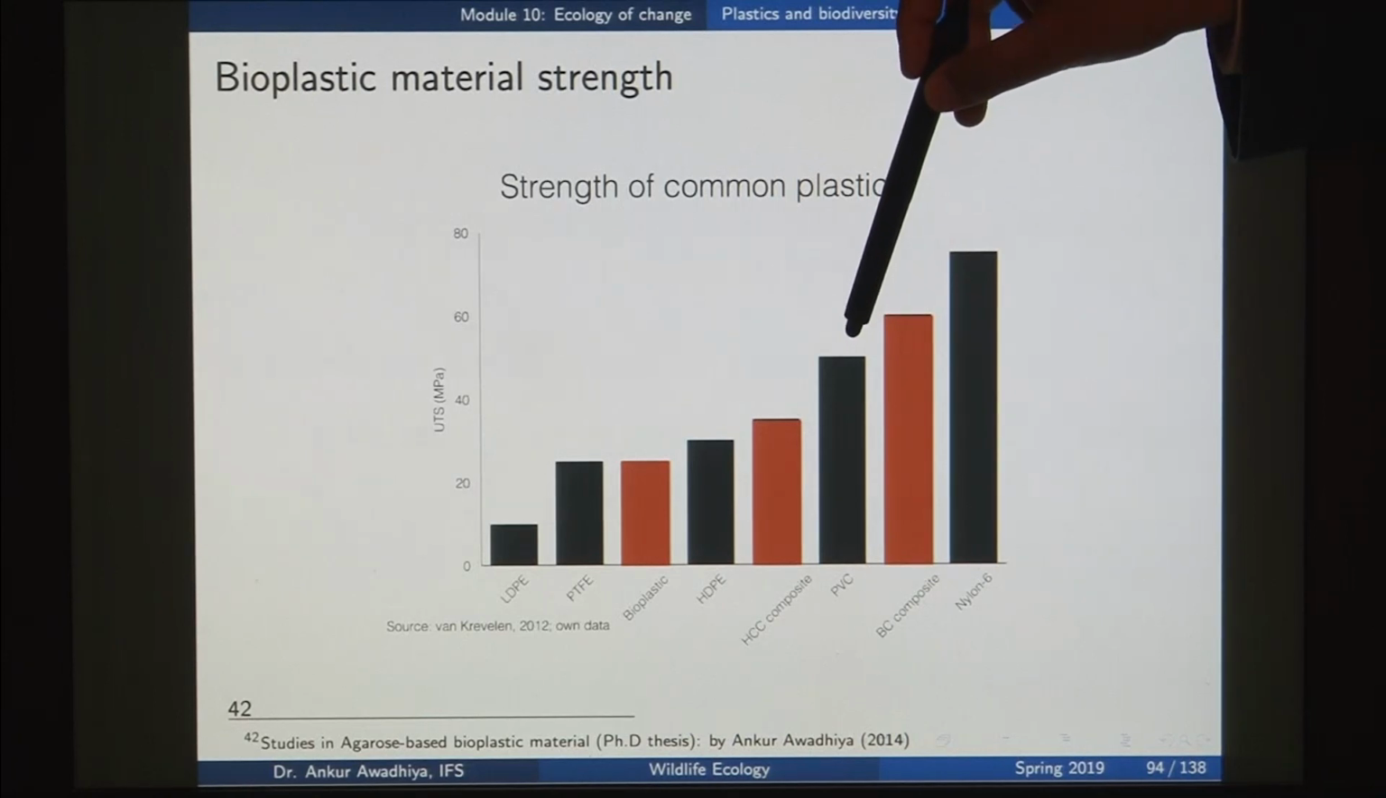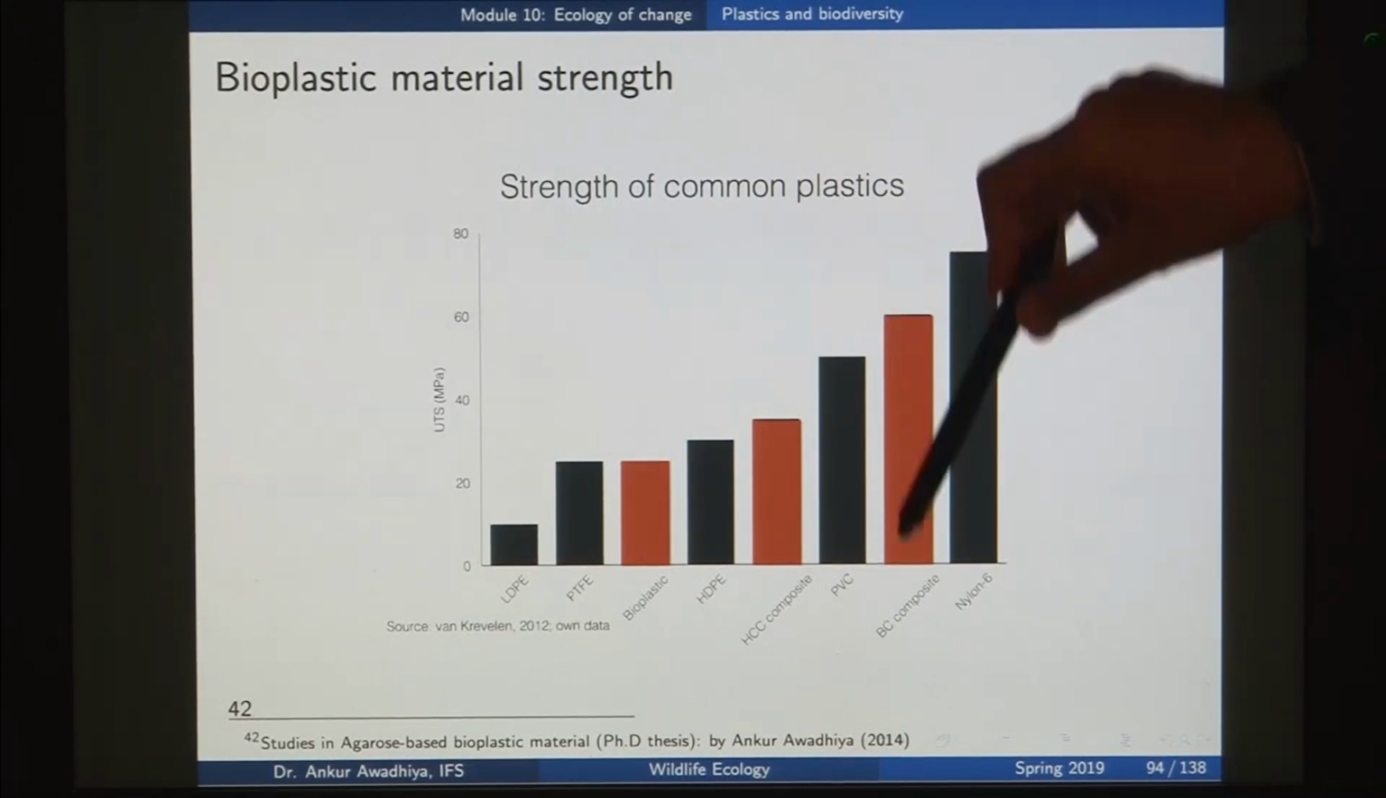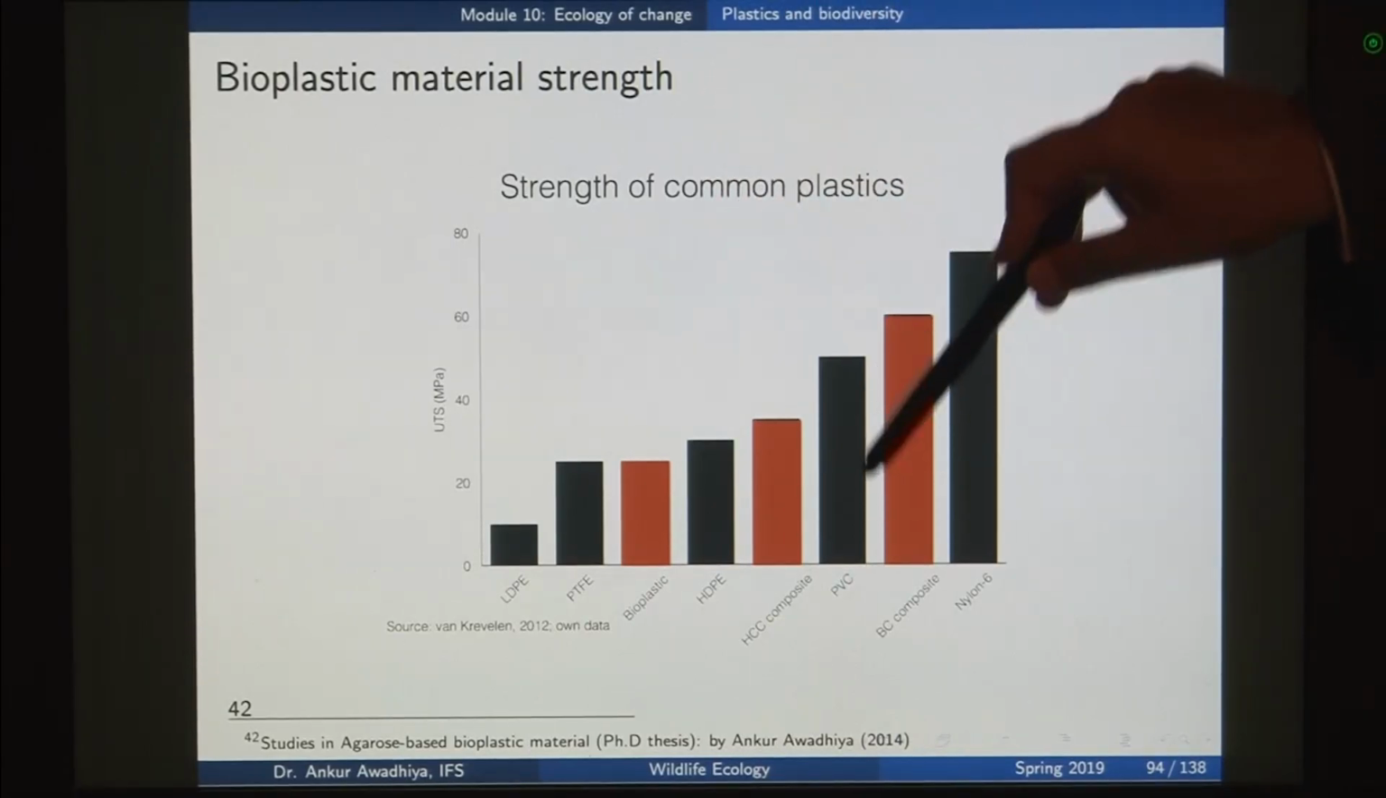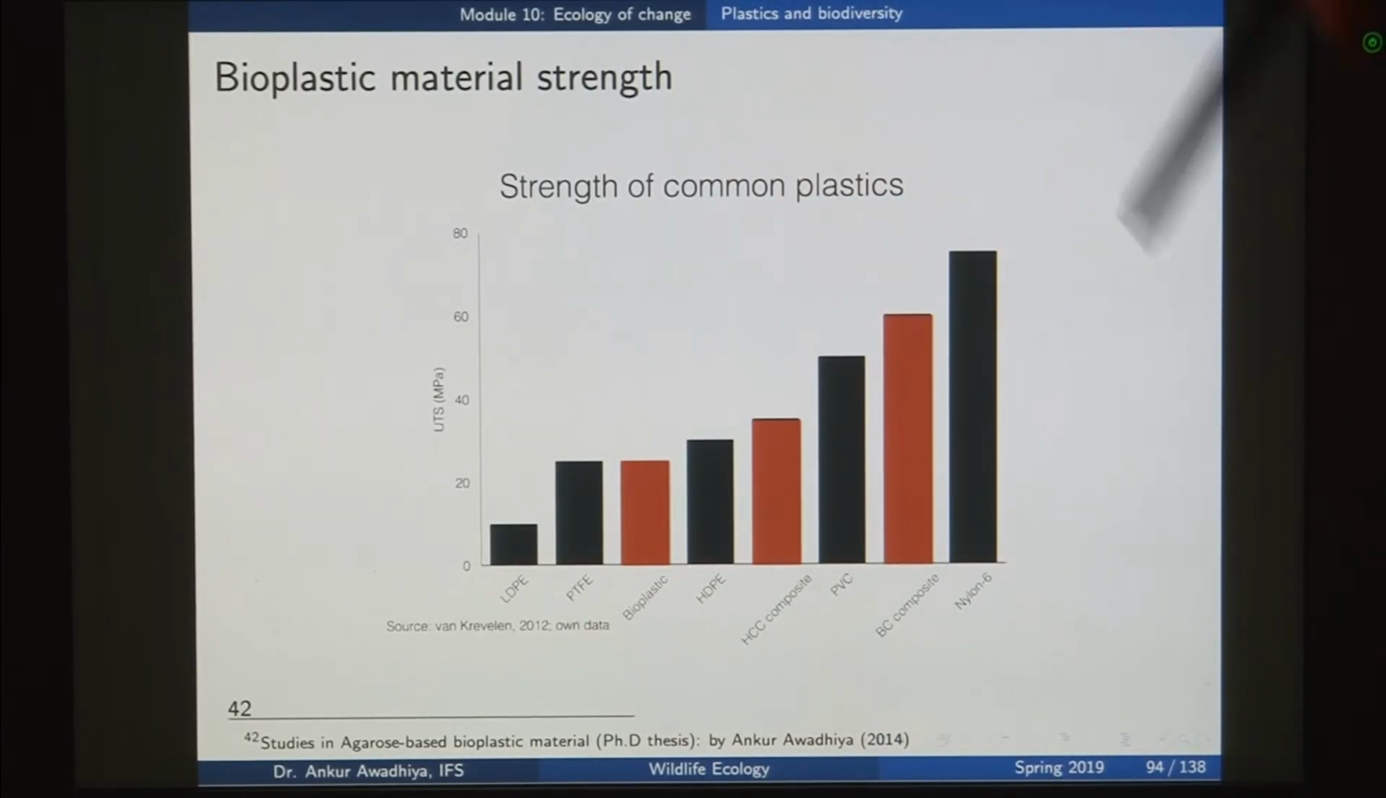Here we have PVC, the polyvinyl chloride, and then we can use some other composites, so that the strength of the bioplastic is even greater than that of the PVC and is actually approaching the levels of nylon, which is one of the most high strength plastics that we have around.